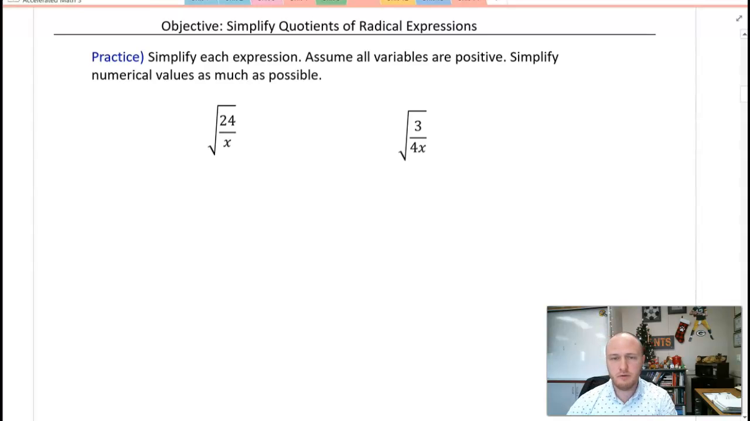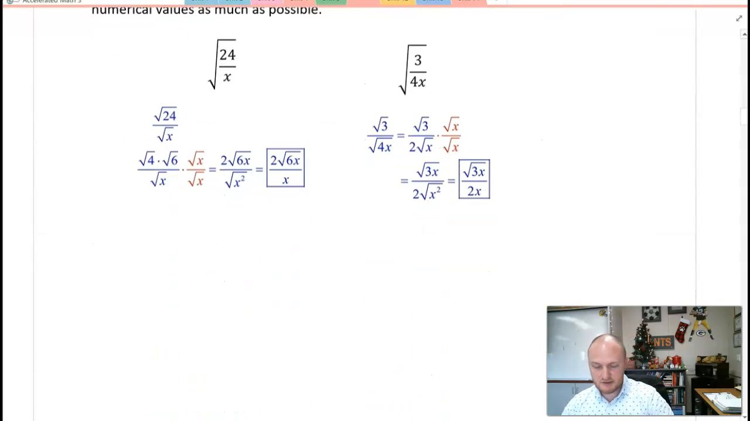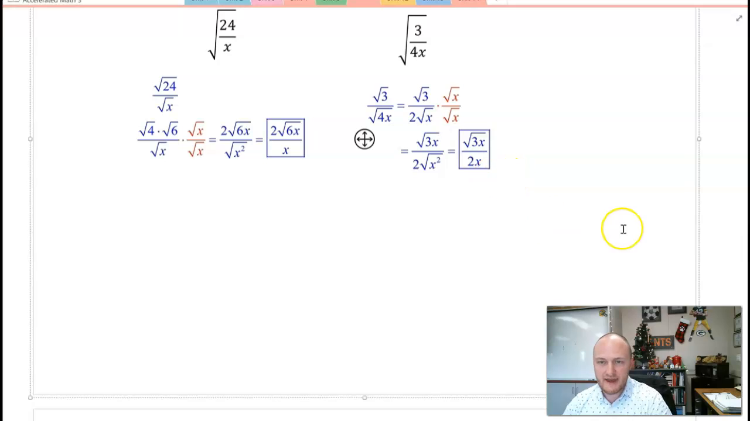Okay, so hopefully you went ahead and tried these, and our answer for the square root of 24 over x is 2 root 6x over x. Okay, so 24 can be split as square root of 4 times the square root of 6. So that's how we get our 2 root 6. And of course, we want to rationalize the denominator by multiplying by square root of x.